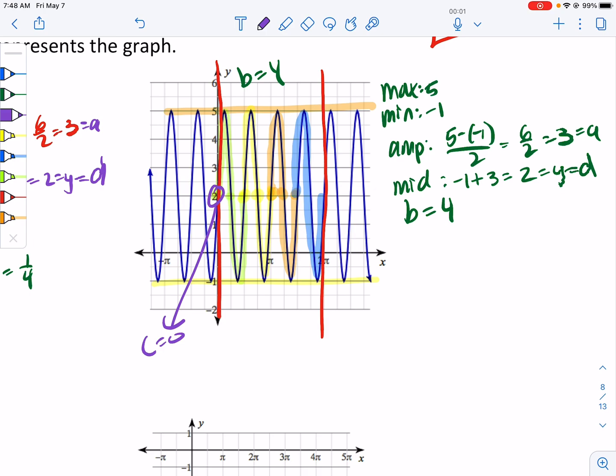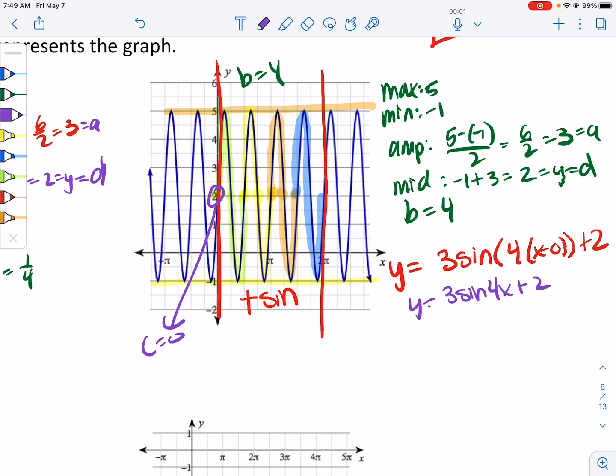So then I need to decide, is this sine or cosine? Well, since we're starting in the middle, that means that it's sine. If we go up first, then that is a positive sine graph. So y equals the amplitude, which is 3. It's a positive sine. The b value is 4, x minus 0, and then plus our midline, which is at 2. Again, x minus 0 can just simplify to x, so we get 3 sine 4x plus 2 as our simplified version of the equation.